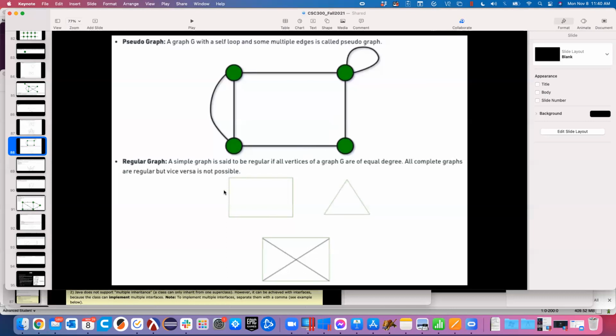Let's see, regular graph. A simple graph is said to be regular if all vertices of a graph are of equal degree. So all complete graphs are regular, but vice versa is not necessarily possible. So we already saw what complete graphs are, that n-1 thing where all vertices go everywhere else. So every single one of those is a regular graph, but regular graphs, we could, for instance, if I'm looking at this guy right here, this guy goes here, this guy goes here. So that is a complete graph.